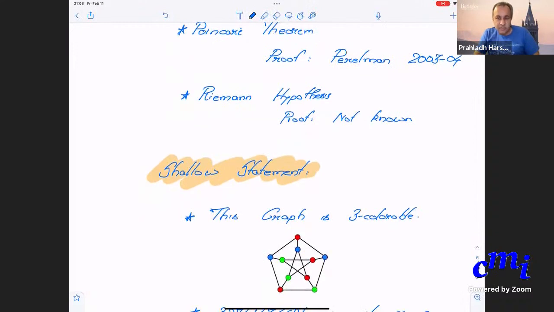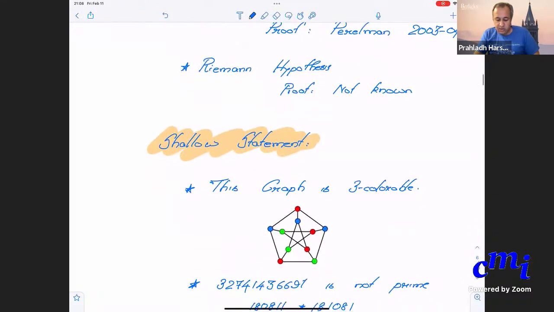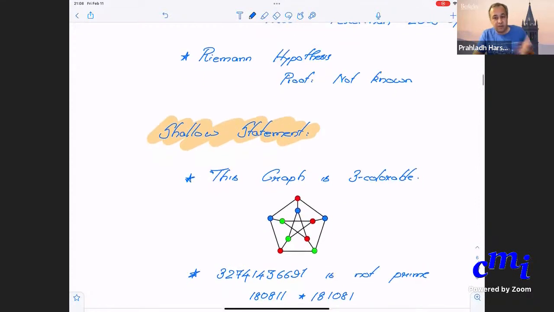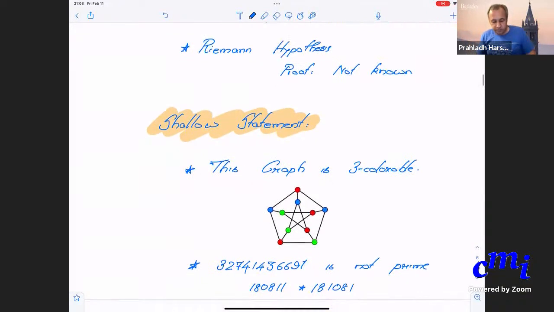So this is a statement. It's a much shallower statement. Somebody could say that a number is prime, for instance, or that it's composite. In this case, if it were not prime, a proof would be the factorization of the number. So in each of these cases, there's a different notion of a proof, but once we have this proof, we are convinced that the statement is true.